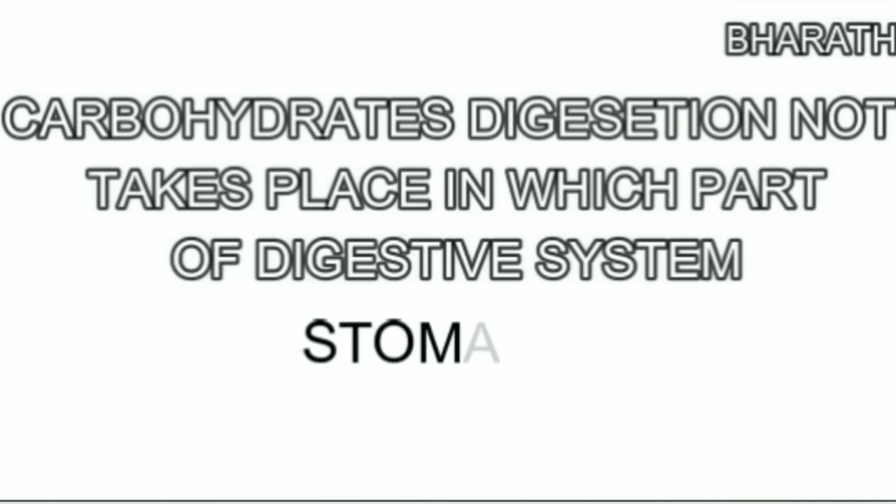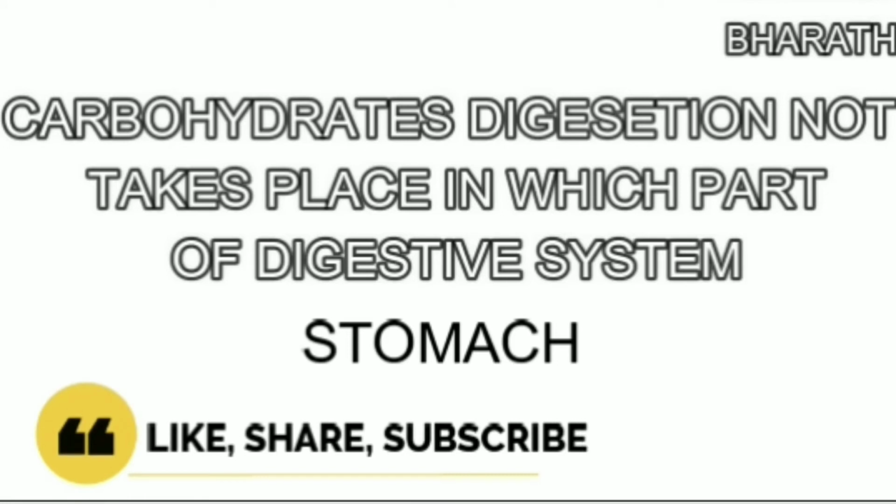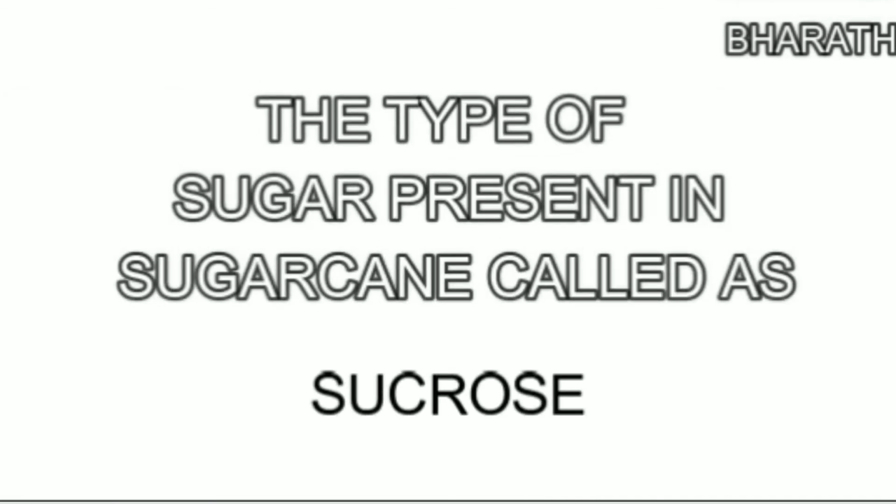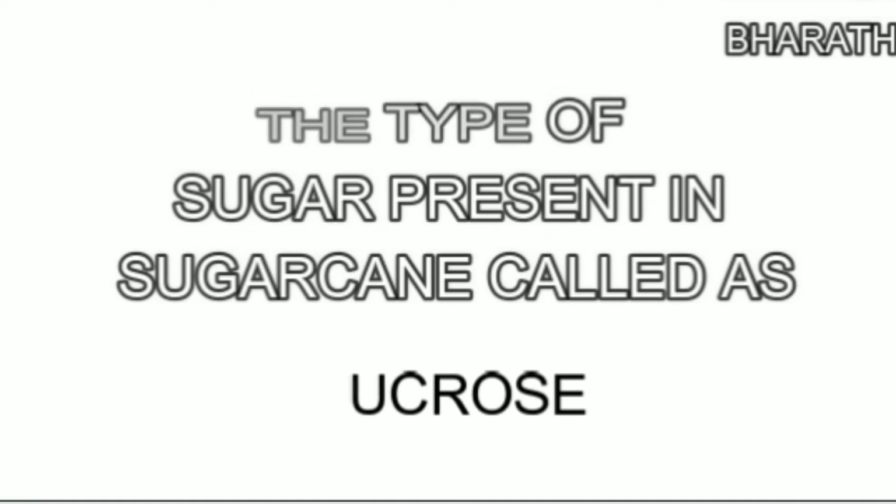Carbohydrate digestion does not take place in which part of the digestive system? Stomach, because there is no enzyme to digest carbohydrates. The sugar present in sugarcane is called sucrose. Elimination of urine from the body is called excretion. Elimination of undigested food is called defecation.